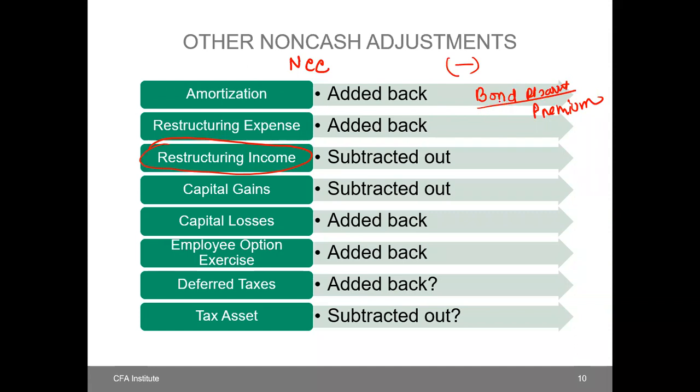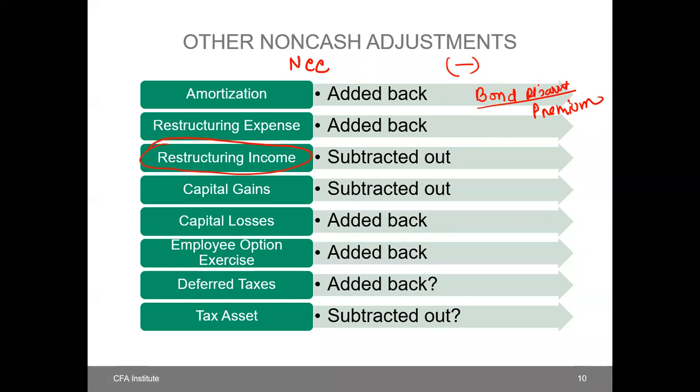If it is a non-cash expense, in that case, what do we have to do? We have to subtract or we have to add back. Bond discount, you learned about it from your financial reporting analysis. We have to add back this non-cash amortization of bond discount.